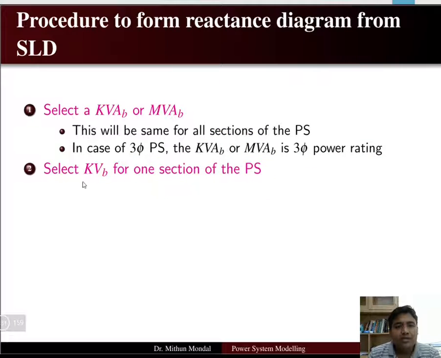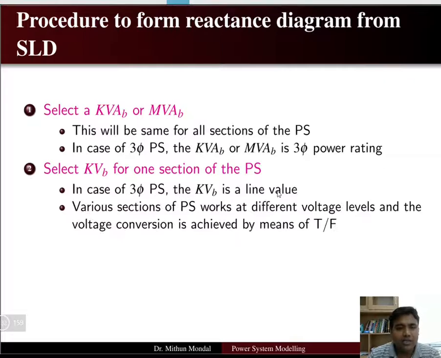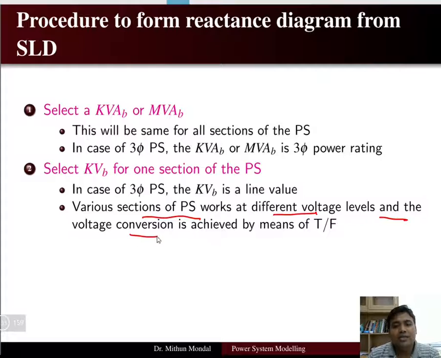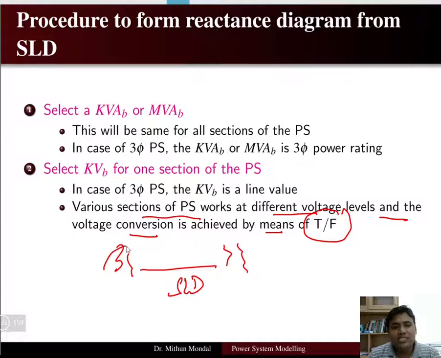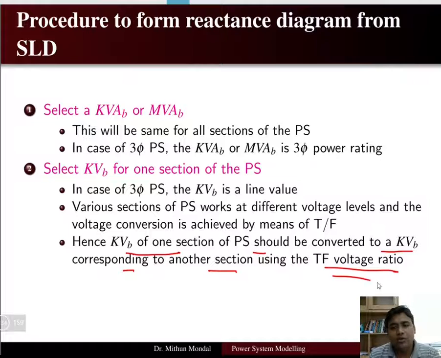Now, if you select the voltage base for one section of the power system, in case of three-phase, the voltage base is the line value that we have described, and various sections of the power system work at different voltage levels, and the voltage conversion is achieved by means of transformers. So in a single line diagram of a power system, you have transformers connected between various buses, which change the level of the voltage. So the kV base of one section of a power system should be converted to the kV base corresponding to another section using the transformer voltage ratio.